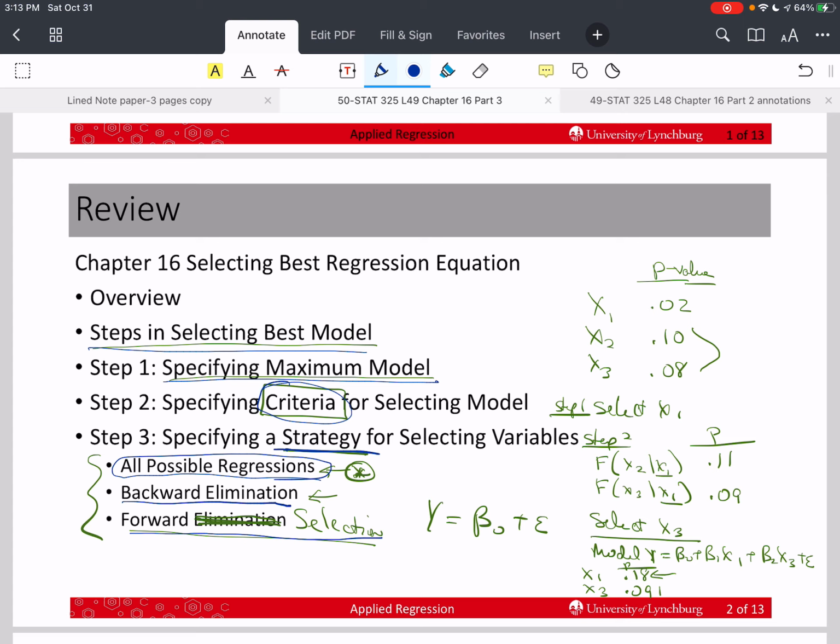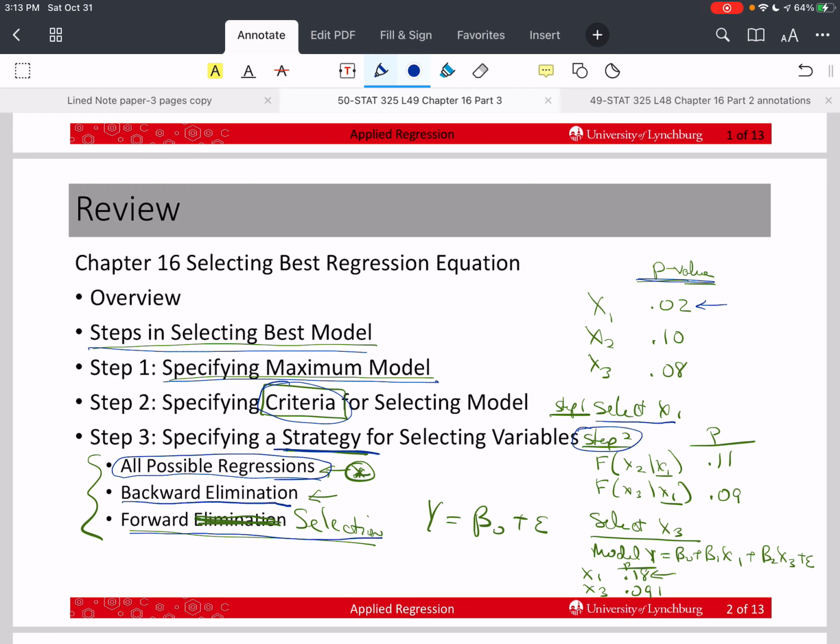So let's look at an example that I've made up. Let's say we've got three variables, x1, x2, and x3, and by themselves, as single variable models, we have p-values of 0.02, 0.1, and 0.08. So all three start out as significant. That would be an ideal case where the p-value is at least 0.1 or lower. So step one, we would select x1 because it has the lowest p-value.